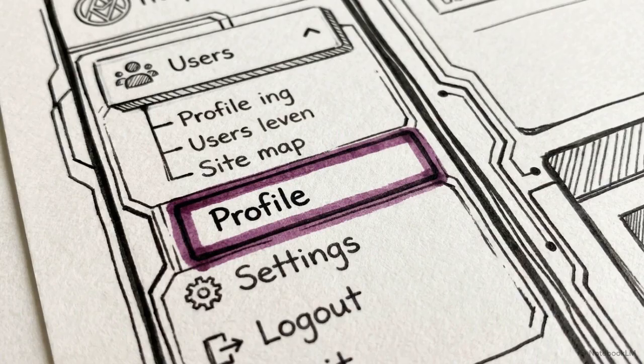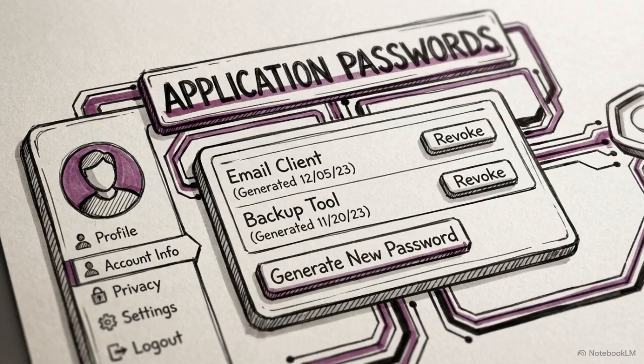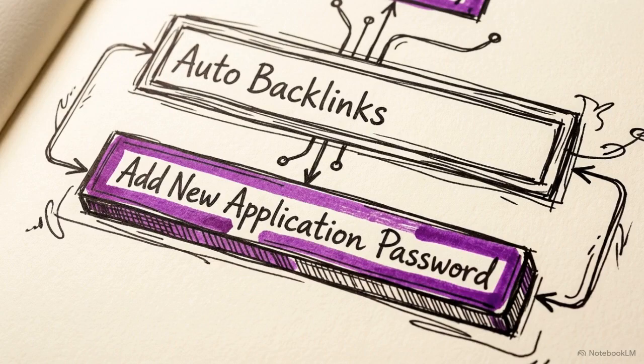Once the plugin is active, go to the Users menu in your sidebar and select Profile to begin the authentication setup. Locate the Application Password section at the bottom of your profile. Enter a name for the connection, such as Auto Backlinks, and click Add New.